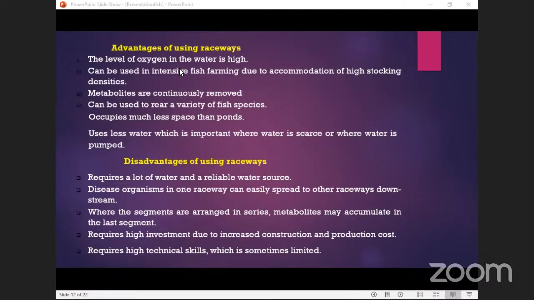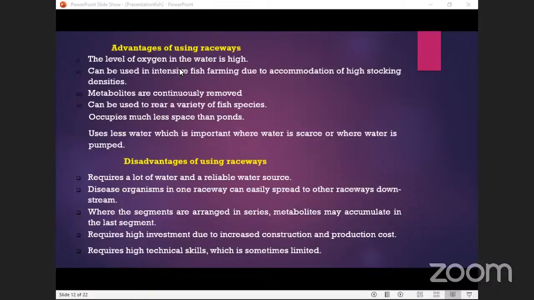And then the other, where the segments are arranged. The segment simply means the raceways, because some of them are put in segments. Segment A, B, they are series. The metabolites may accumulate in the last segment. Since all of us know that the waste materials will move from the first one, goes to the second one, goes to the third one. So the last one will be the one to accumulate. And this becomes dangerous and disaster to the fish living in the last pond.